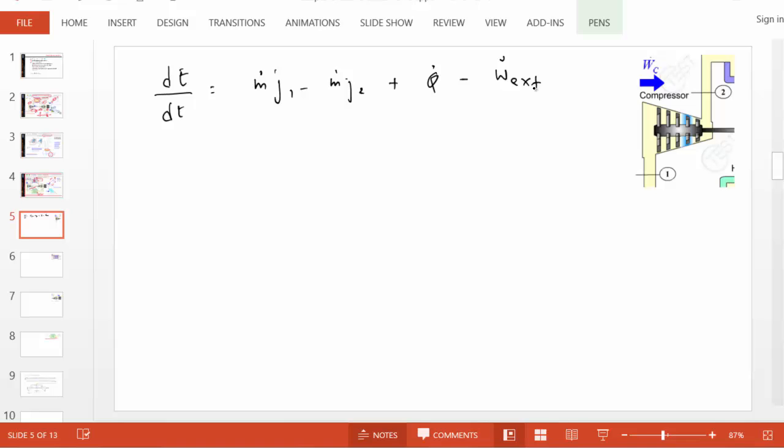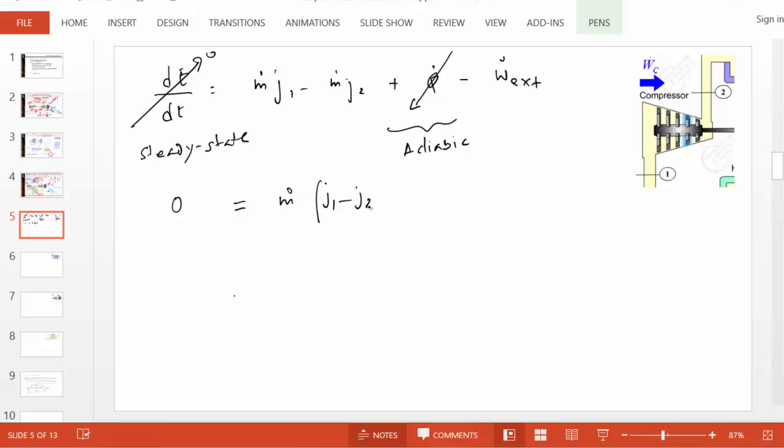Now, let's apply this equation to this particular compressor. It's an ideal compressor. First of all, steady state. Because of the steady state assumption, the unsteady term goes to 0. Typically in a compressor, heat transfer is 0. Compressor is mostly adiabatic. An ideal compressor is always adiabatic. So the equation simplifies to m dot J1 minus J2 minus W dot external.